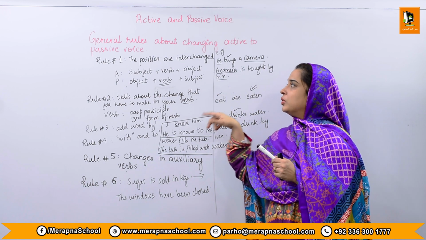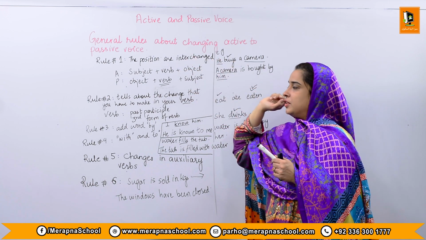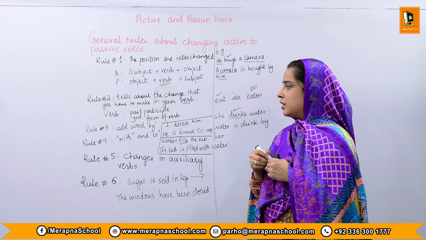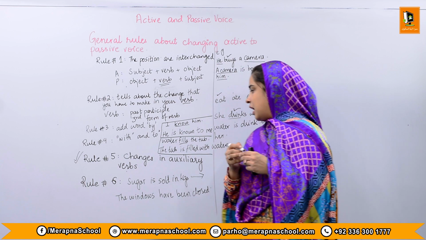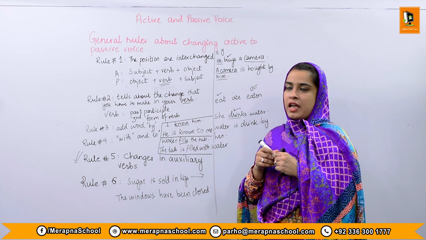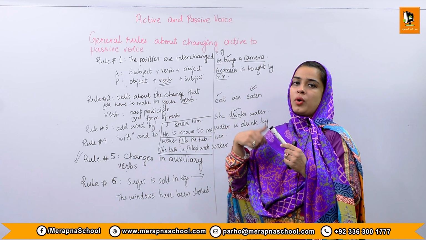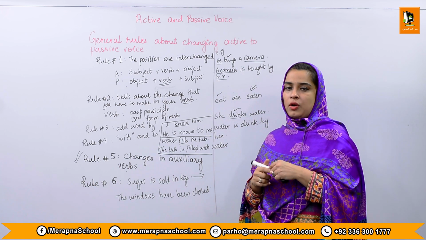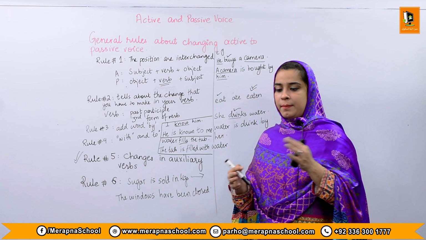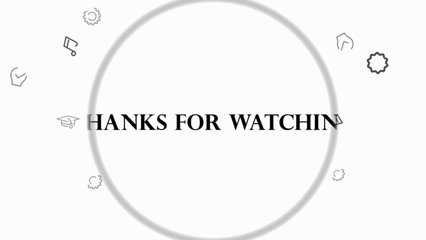So this was all about the general rules for changing active sentences into passive sentences. In the next video, we will be talking about rule number 5 in detail, that is how to change auxiliary verbs if the present tense is there. So what another form of verb do you have to use in order to bring the active sentences into the passive sentences. Thank you.